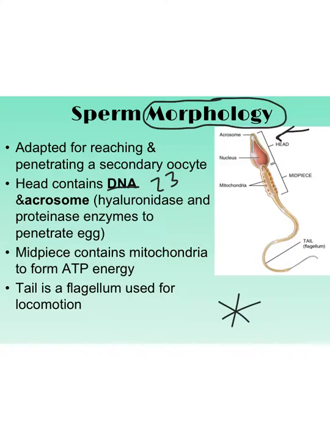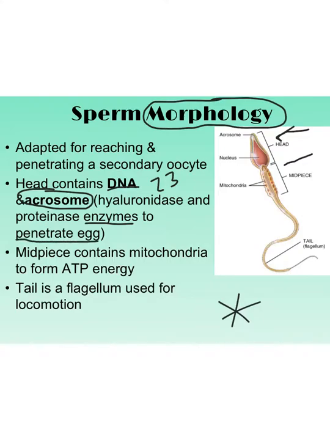It also has the acrosome. These are enzymes like hyaluronidase and proteinase. And these enzymes help to break through the outer wall of the egg. So these enzymes, these acrosomes, would help it to break through the outer wall of the egg.